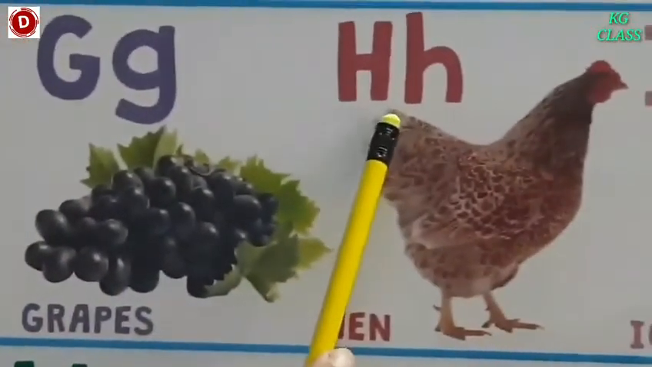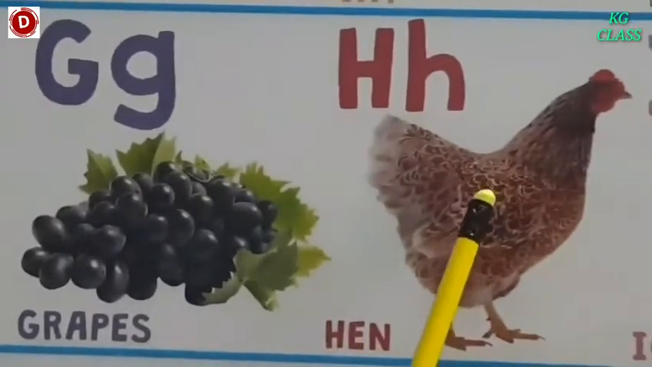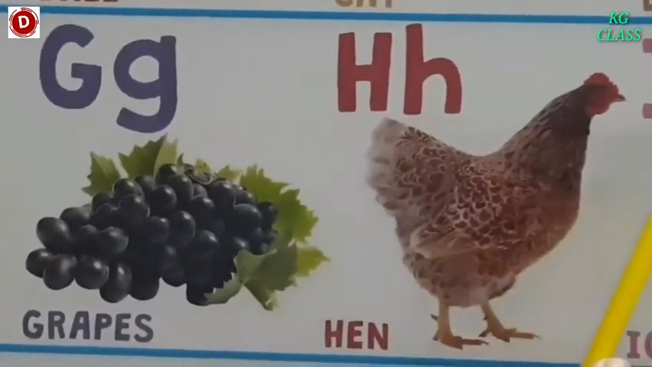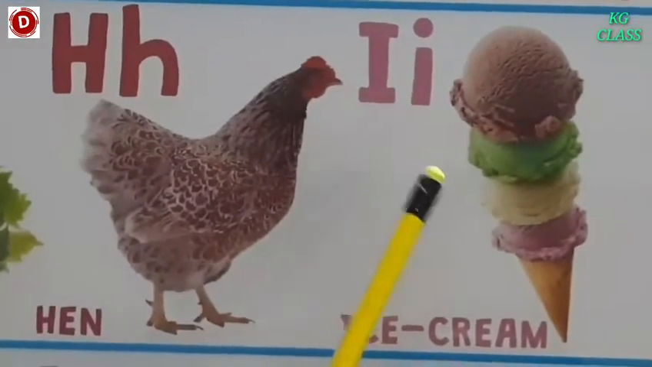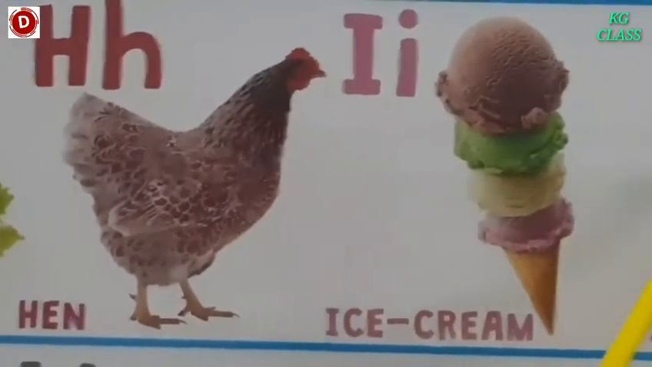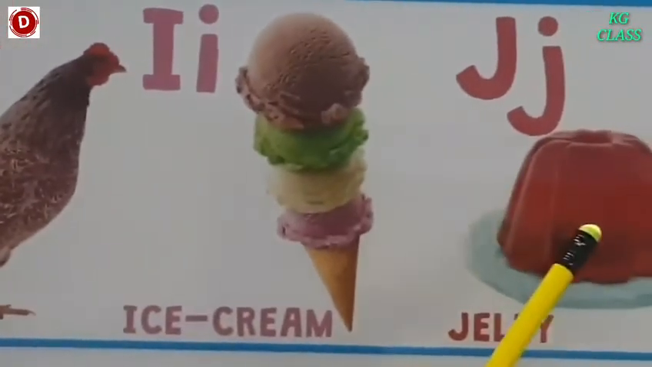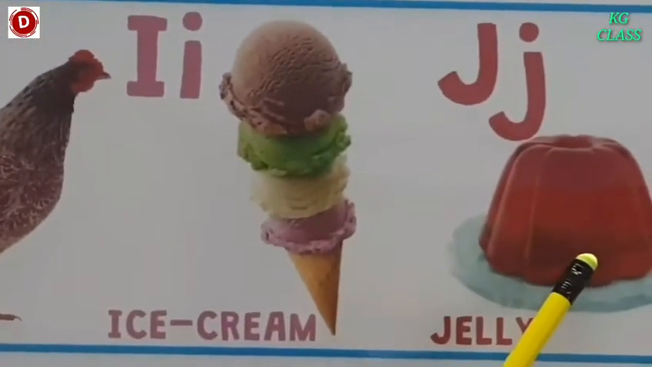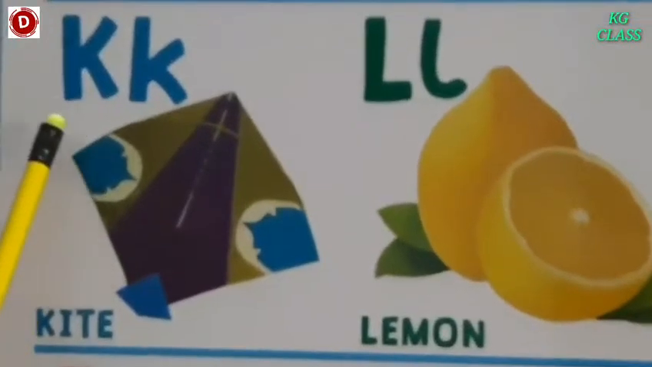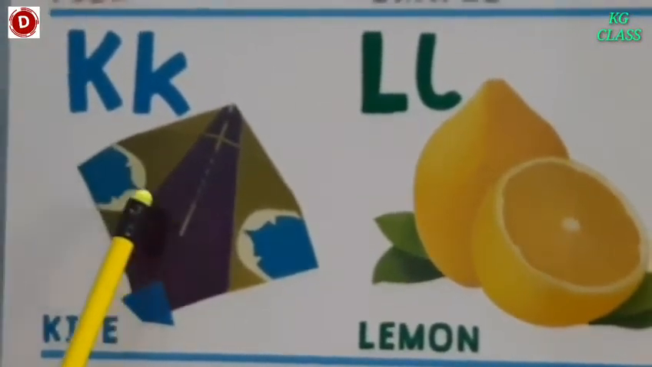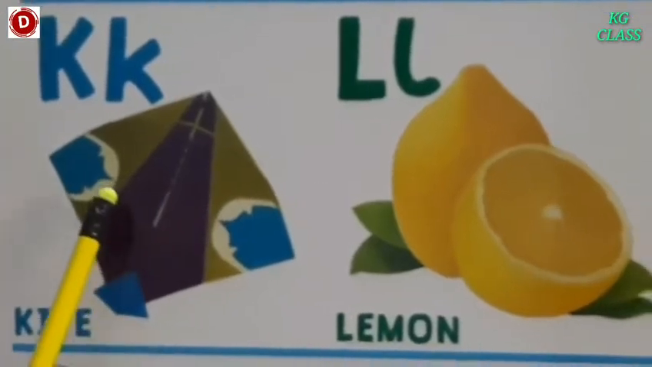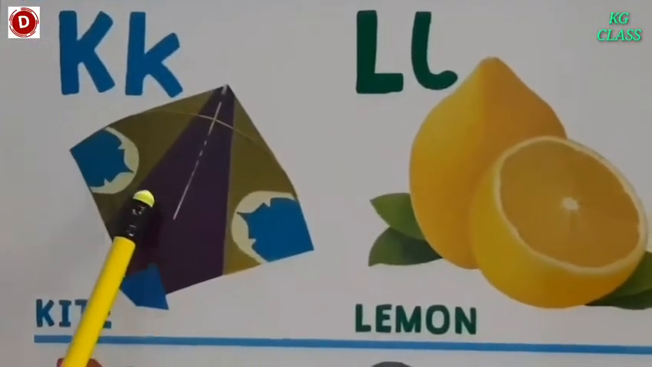H. The sound of H is H, hen. I, sound of I is E, like ice cream. J, J says J, jelly. Children, this is K and the sound of K is also K and this K is kicking K, like kite. Sound of K is K, kite.